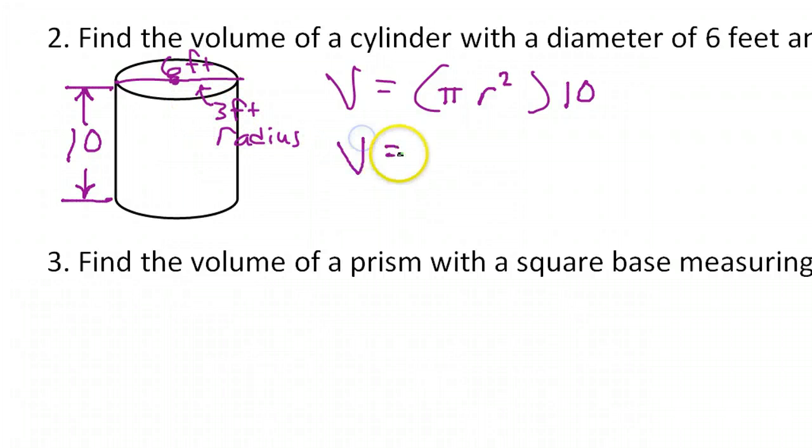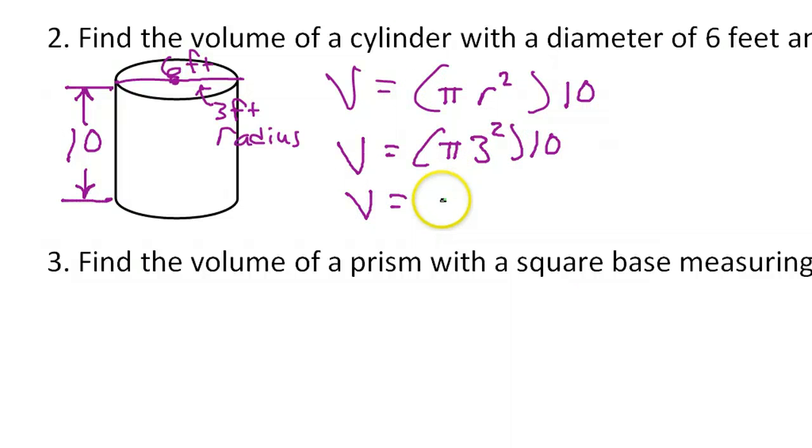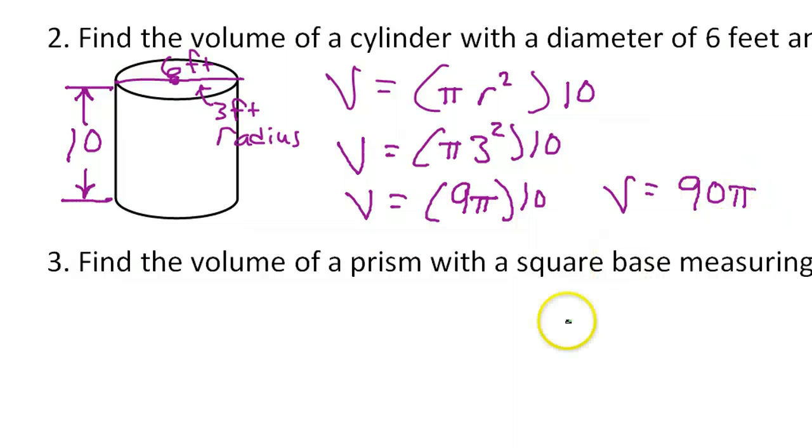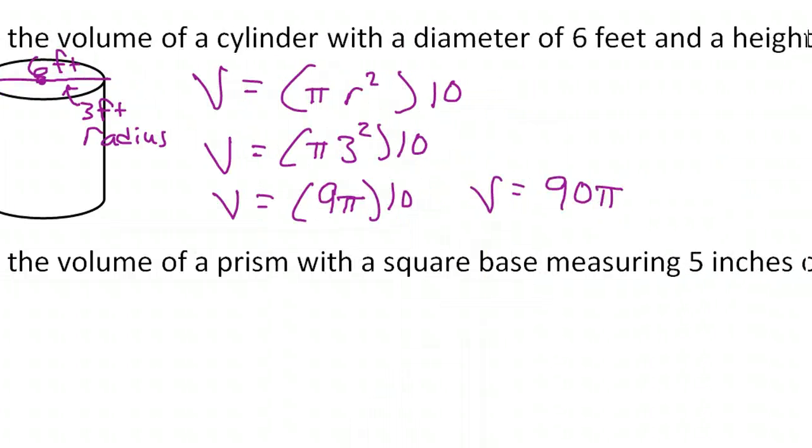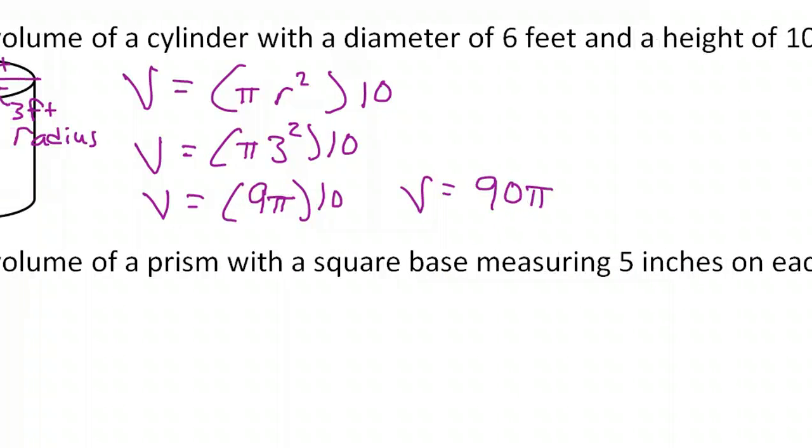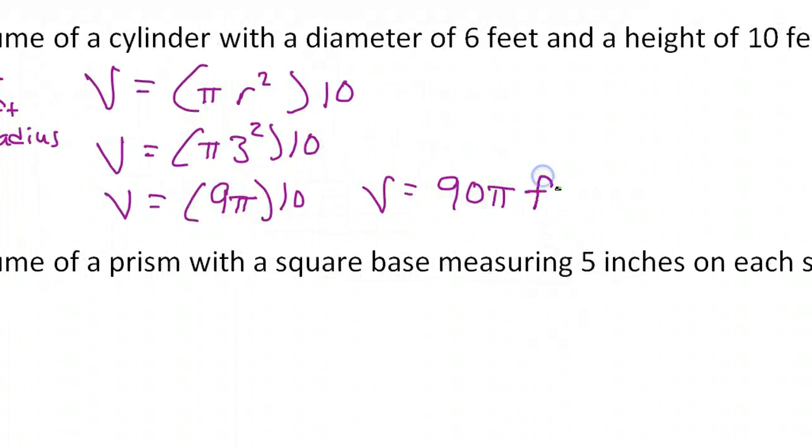So the volume is going to equal pi times 3 squared times 10, the area of the base times height. 3 squared is 9, so 9 pi times 10. We don't need a calculator for that: 10 times 9 is 90, so that'll be 90 pi. That will be the volume, and again it'll be feet cubed.